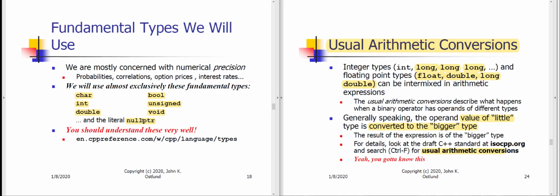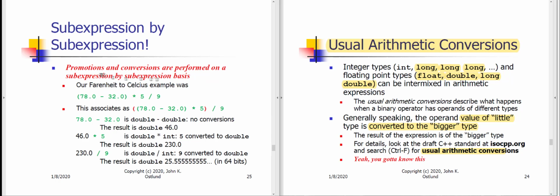Now, int and unsigned are the same size in memory, and consequently, if you combine an int and an unsigned, the unsigned is considered to be the "bigger" type, and the int is therefore converted to unsigned. On the other hand, if double is involved, then both operands are converted to double before the arithmetic operation is performed. Now, it's important to understand that the integral promotions and the usual arithmetic conversions are performed one subexpression at a time, following the precedence and associativity rules for the values involved.